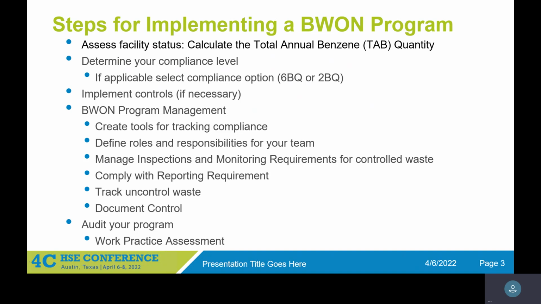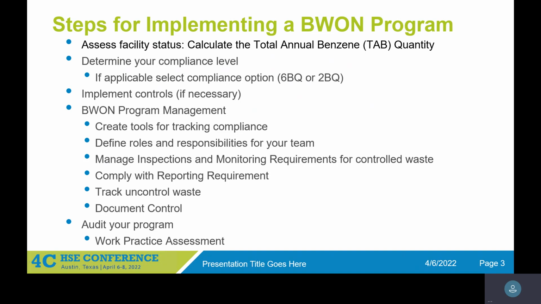Basically, that means calculate your TAB. Everybody's familiar with what the TAB is? Okay. Then we're going to go through all these steps through the presentation and figure out how to do each one of them. Once you calculate your TAB, you're going to basically see where you fall out. And there are different tiers. You can either have no controls or you have to have controls and implement the compliance option.